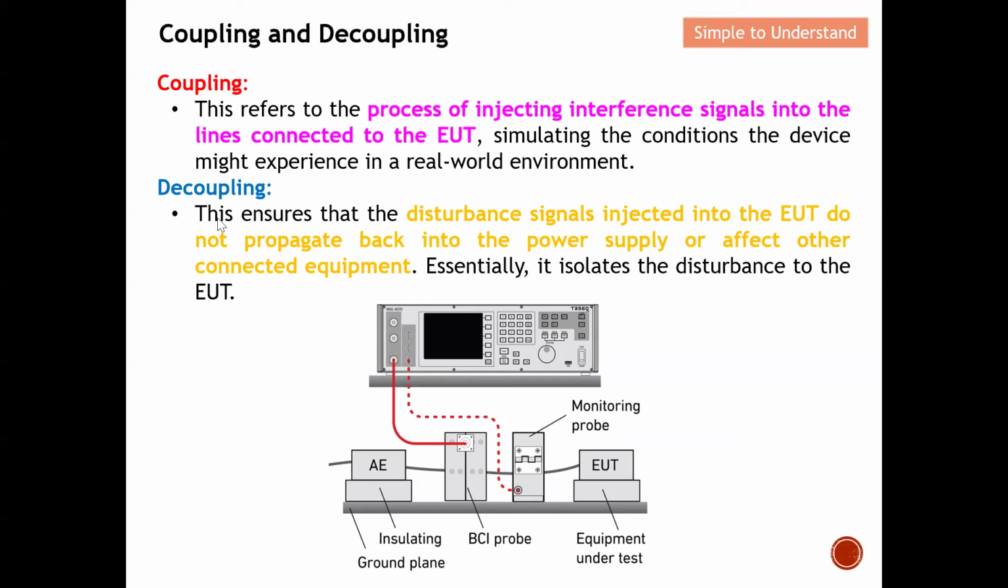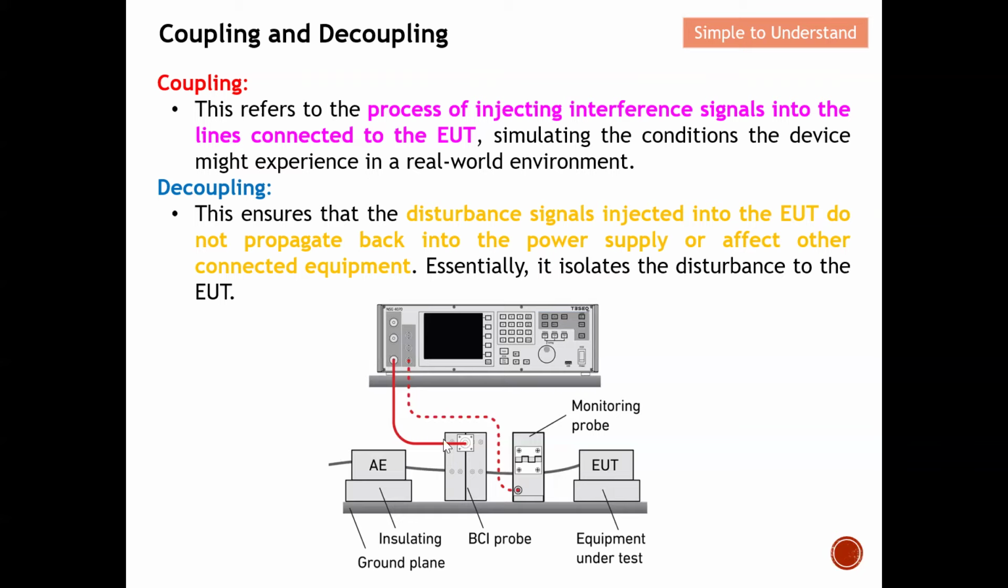What is decoupling? This ensures that the disturbance signal injected into the EUT does not propagate back into the power supply or affect other connected equipment. Essentially, it is used to isolate the disturbance to the EUT. Imagine this is where the noise source is. Once they inject over here, the noise can travel two paths. One is towards the EUT. Another one is towards your auxiliary equipment, for example, a power supply that we use to power up our EUT.